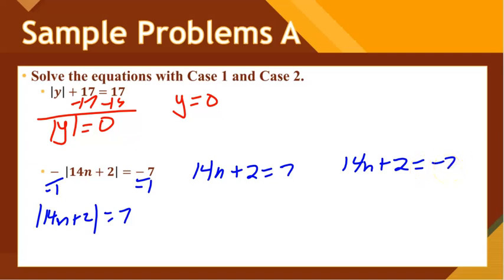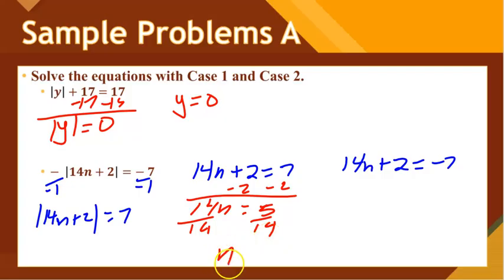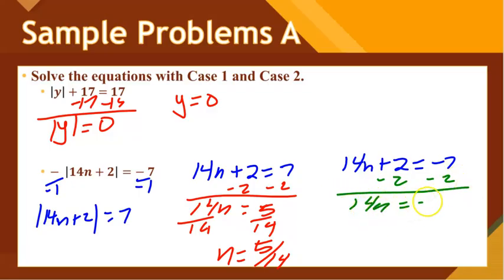Now I can get 14n by itself by subtracting 2 on both sides. I have 14n equaling 5. Divide by 14. n is going to equal 5/14. And then on this side, I am subtracting 2 on both sides, and I have 14n equaling a negative 9. Divided by 14, n is also going to equal a negative 9/14.